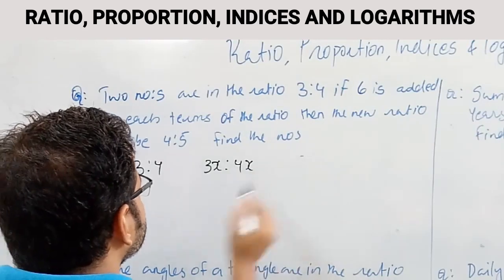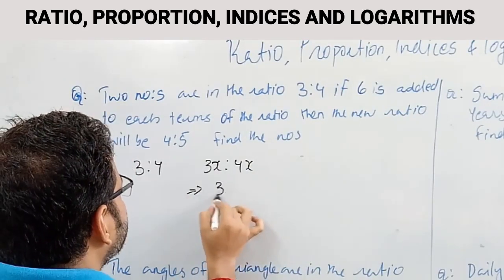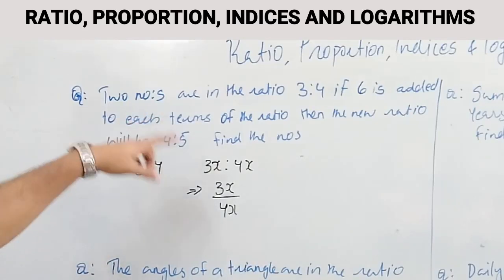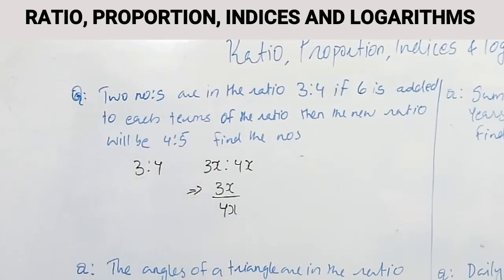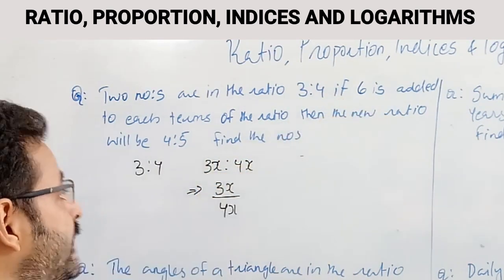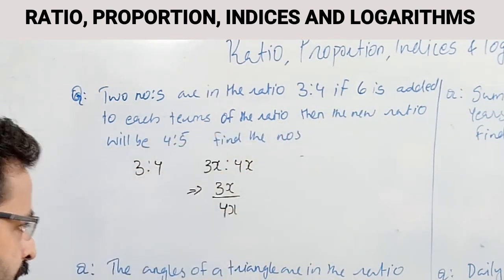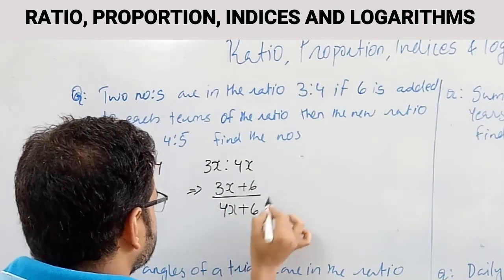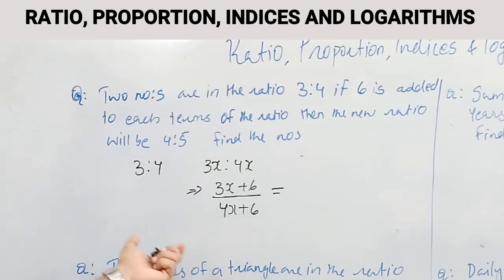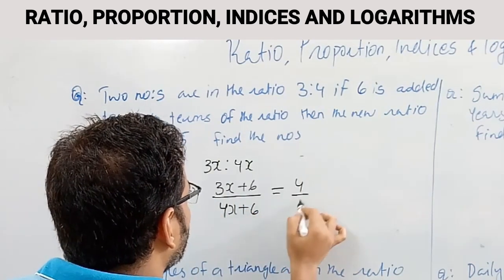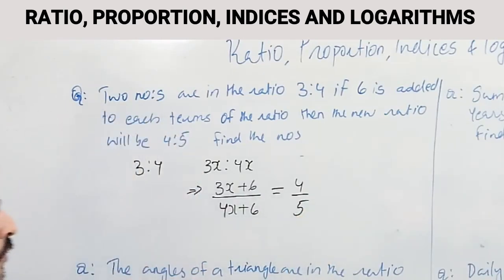3x:4x. That means 3x divided by 4x, the original ratio. Then it is given in the question that if 6 is added to each term of the ratio, that means plus 6, plus 6, then this ratio will become 4:5. That means 4 divided by 5. We have to find x.